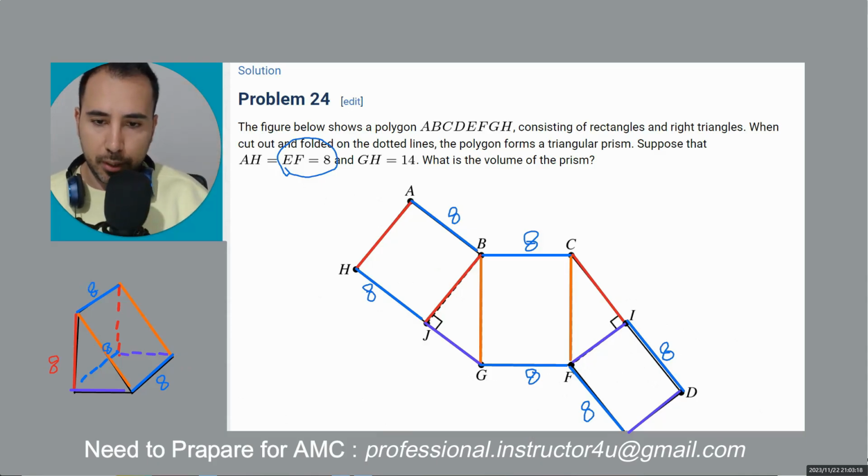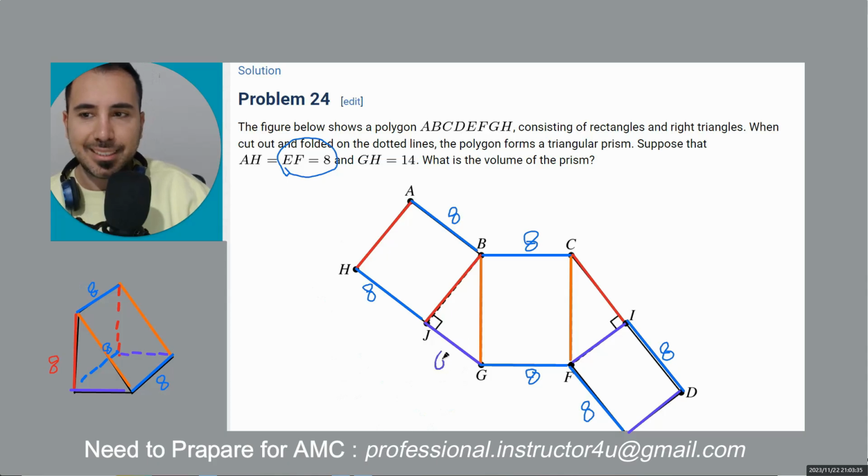And the purple one, because here it said from here to here is 14. So that means the purple one is also 6. Did we have to imagine stuff? No. Well, some people have a harder time imagining things, including me, but that doesn't mean we can't do the questions. So this will be 6 and this will be 6.